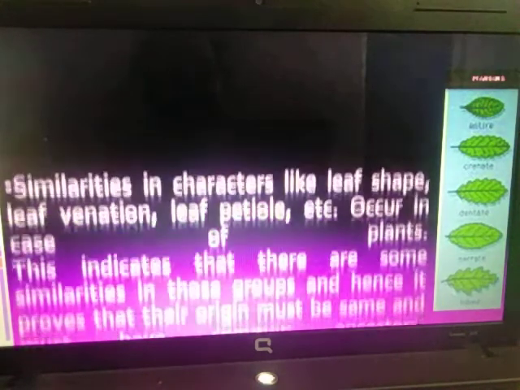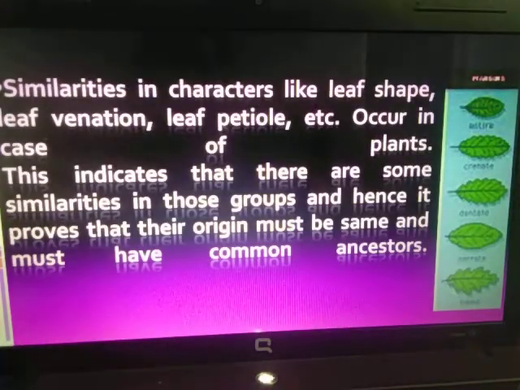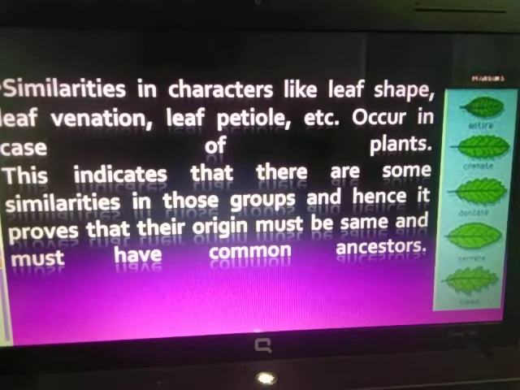So this tells us that there are similarities in all these groups, plants as well as animals, and hence it proves that their origin must be the same and they must have common ancestors. I hope you have now understood what morphological evidence is. Let us move a little ahead.